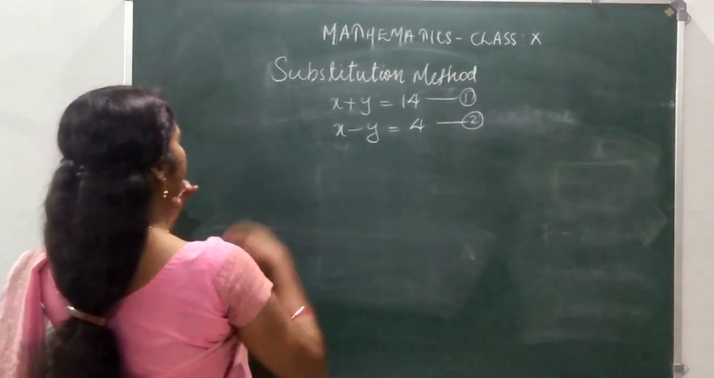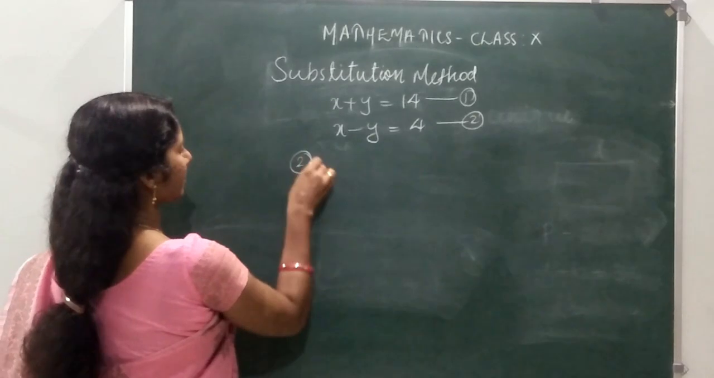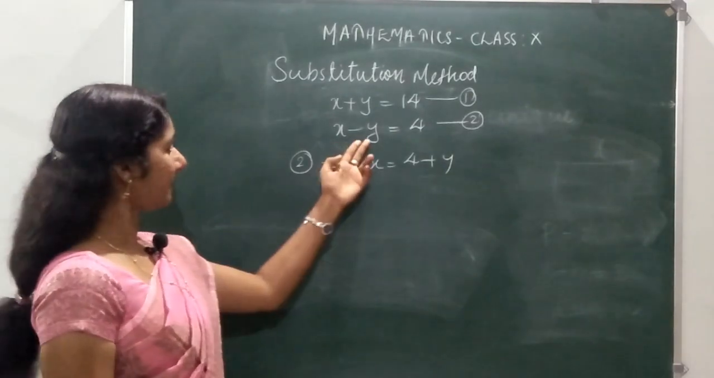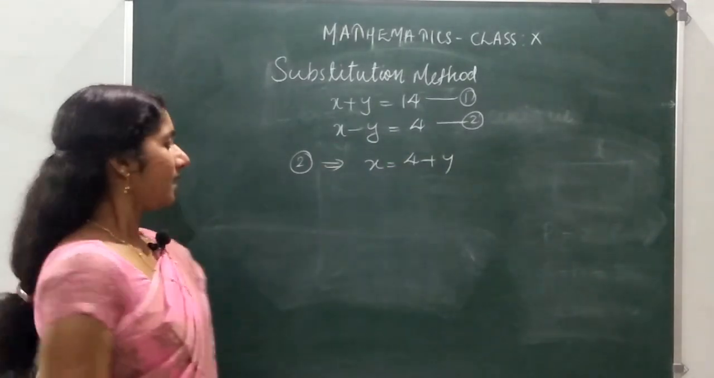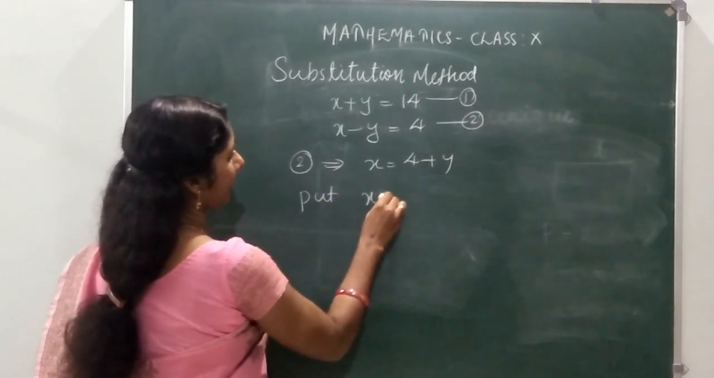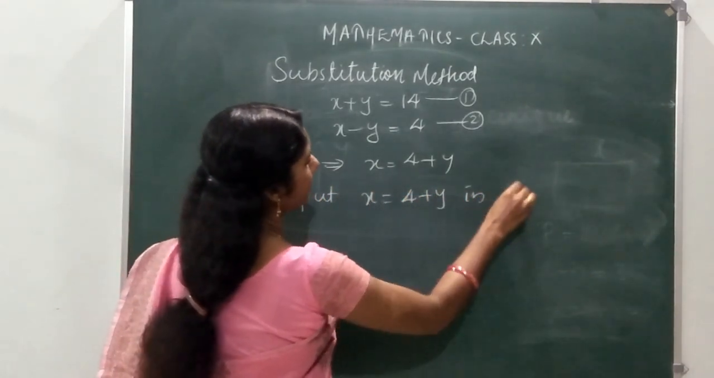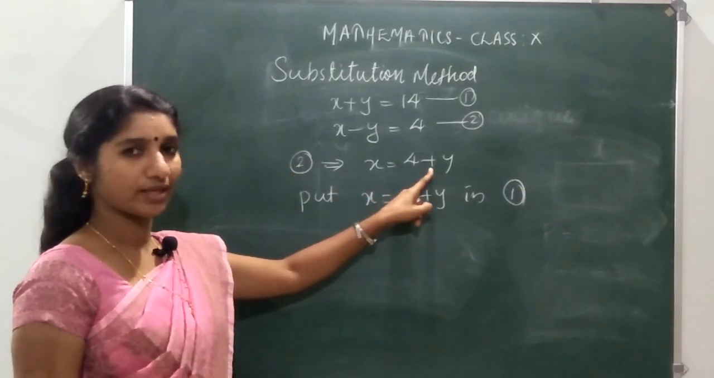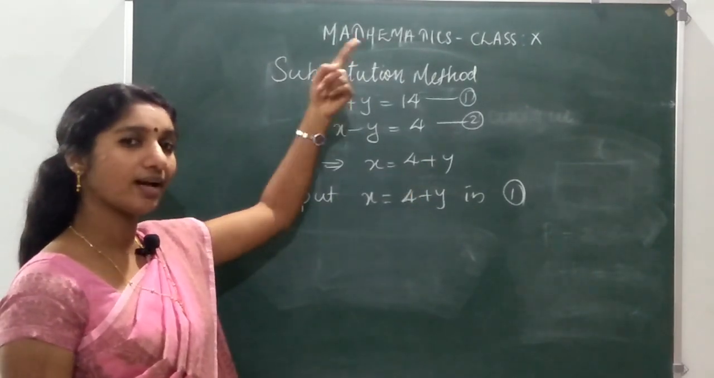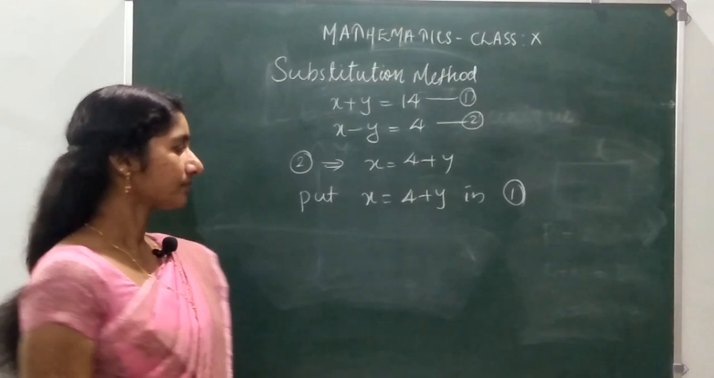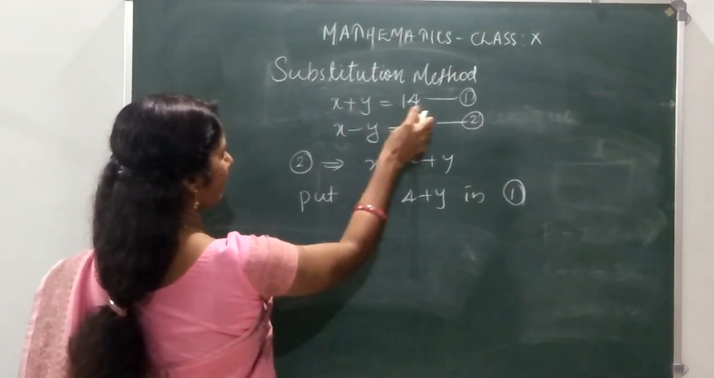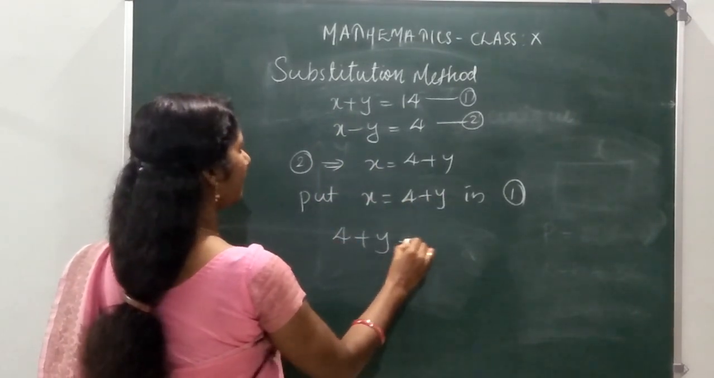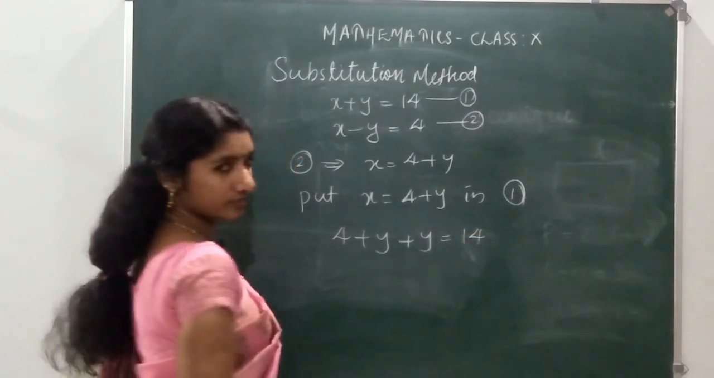So, I am taking the second equation. The second equation gives us x equal to 4 plus y. See, minus y goes to the other side as plus 4. And put this value, x equal to 4 plus y, in the first equation. Since we started from the second equation, we wrote x in terms of y. That value of x we are substituting in the other equation, that means the first equation. The first equation is x plus y equal to 14. So, instead of x we give 4 plus y.